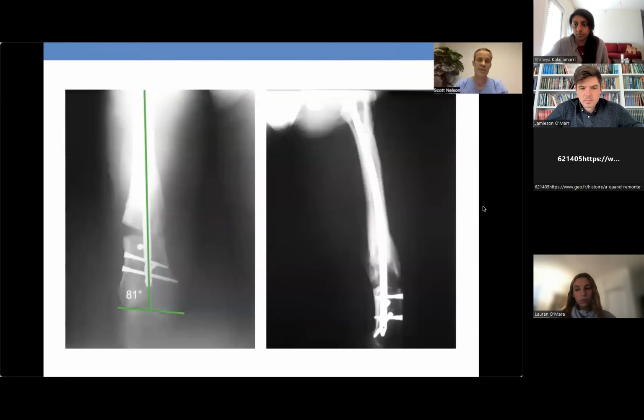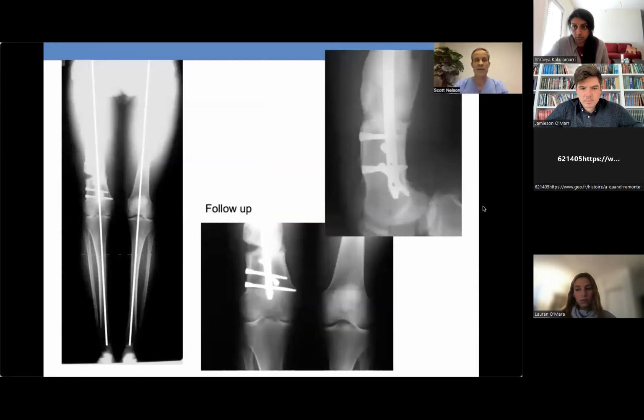And here's the post-op X-ray from that case. And then several months later, we see good consolidation around that nail.